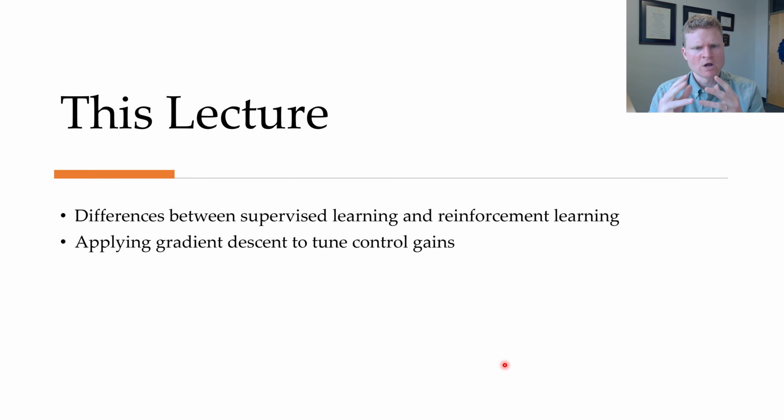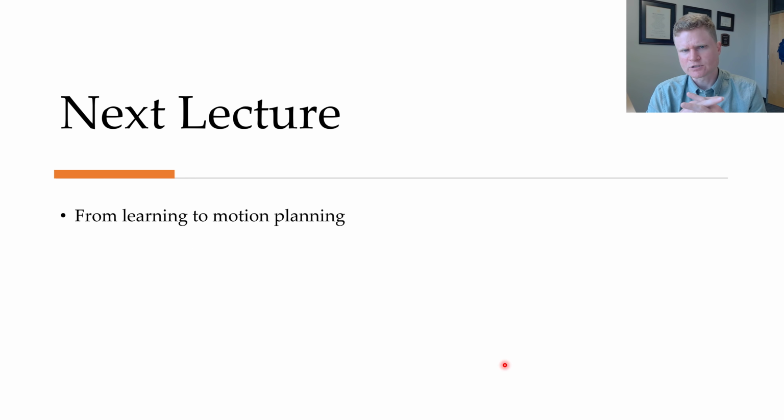Overall, in today's lecture, we talked about some of the differences between supervised learning and reinforcement learning. And then we also applied reinforcement learning for a kind of a model-based simple example where we were looking at gradient descent to tune some control gains. This lecture is going to wrap up all the different modules on learning, and now I want to switch gears and start thinking about motion planning. So we'll pick that up in our next lecture.